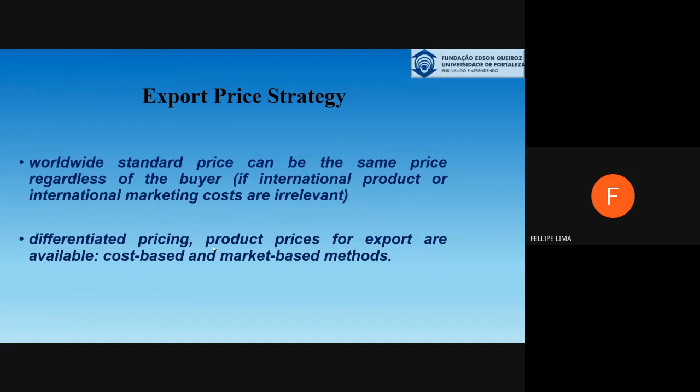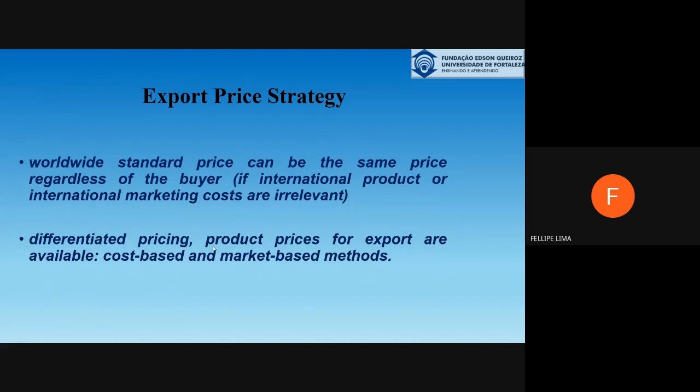Export price strategy. That's more important for this kind of class, for international marketing. You have to think about the worldwide standard. Regardless of the buyer, you have to think about what kind of price the international market uses for that kind of product. Your costs are irrelevant. If I spend R$ 1 to make my product, I cannot sell for one fifth. So you're never going to go international.